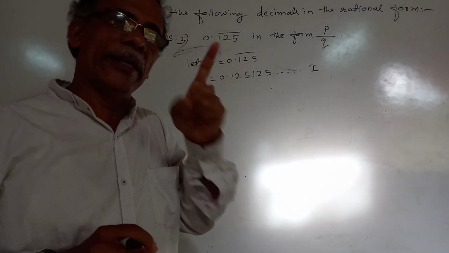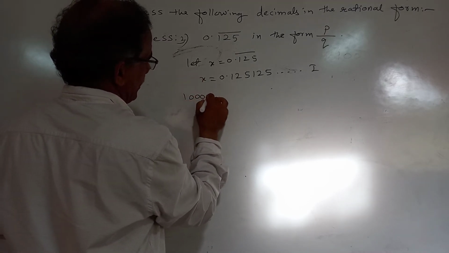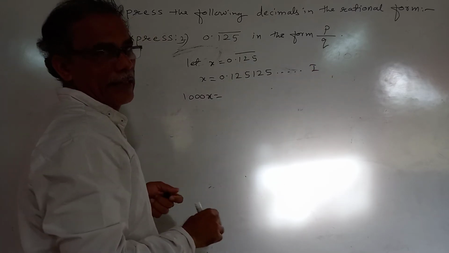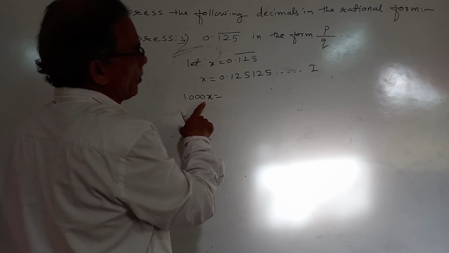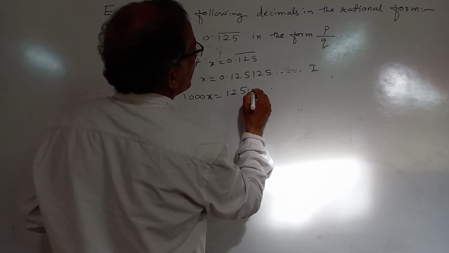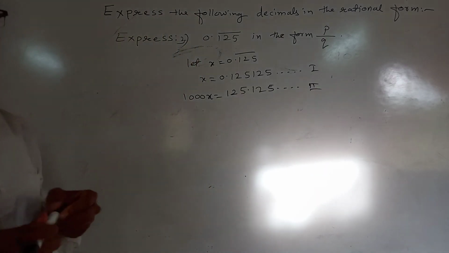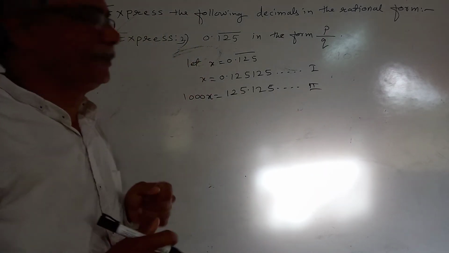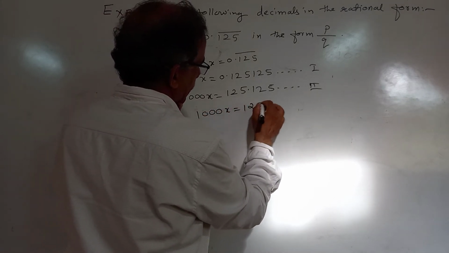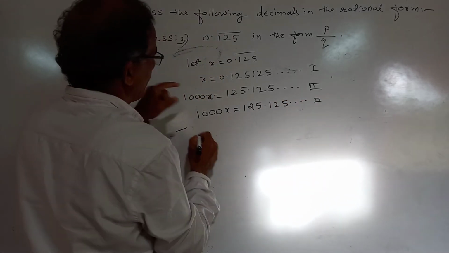On 1 you have to put 3 zeros. So if you multiply here by 1000, it will be 1000x is equal to, this will move 3 places to the right hand side, because 1000 means 3 zeros. So it is 125, and this will come here 125 like this. Second statement. Now from this you have to subtract the first. So 1000x is equal to 125.125 recurring, second statement, minus first.